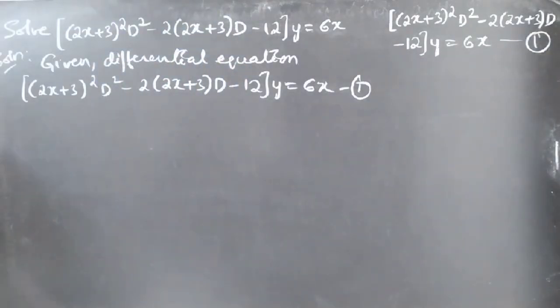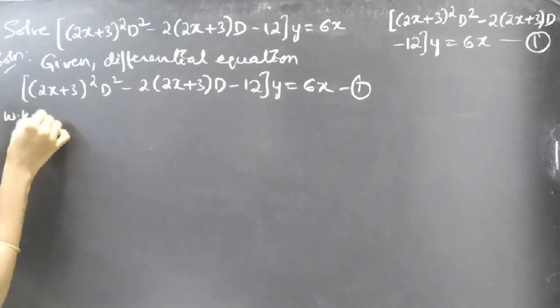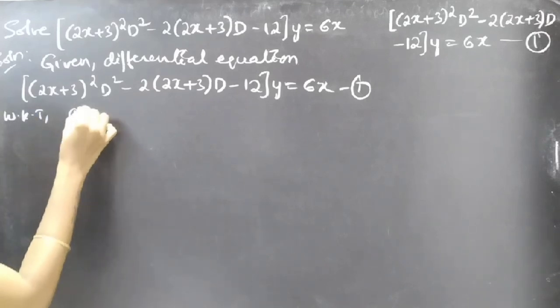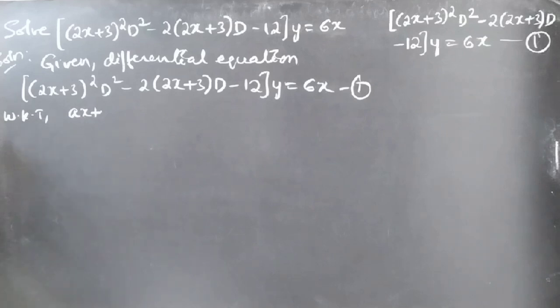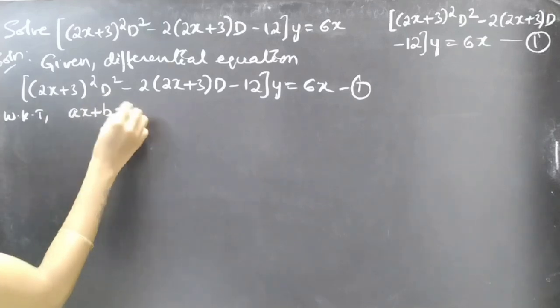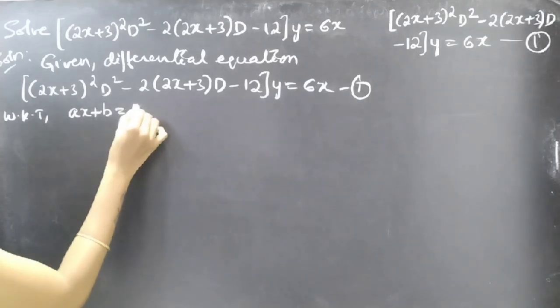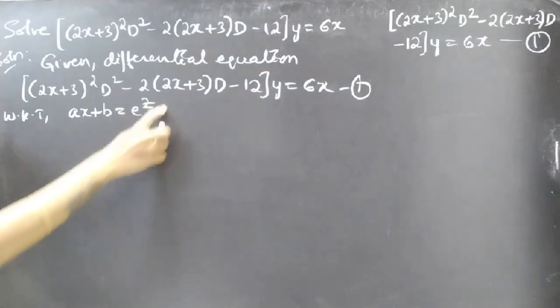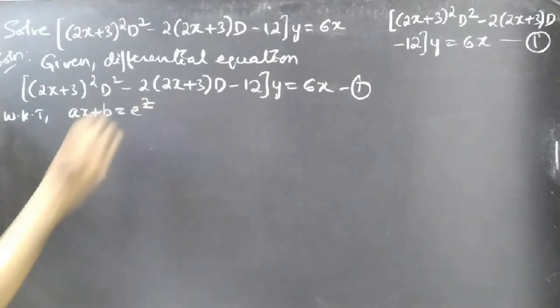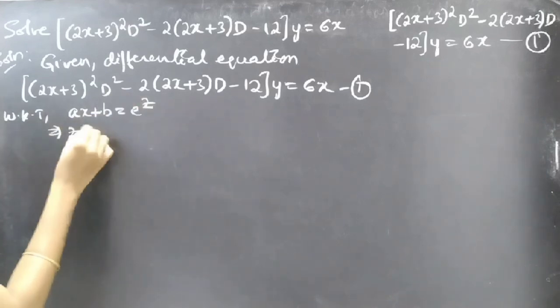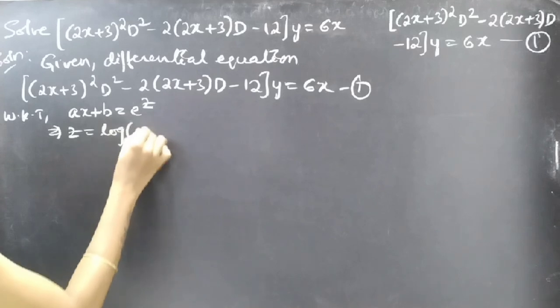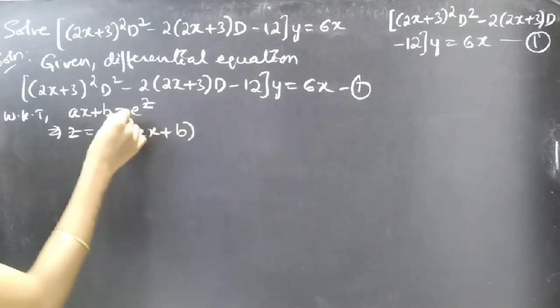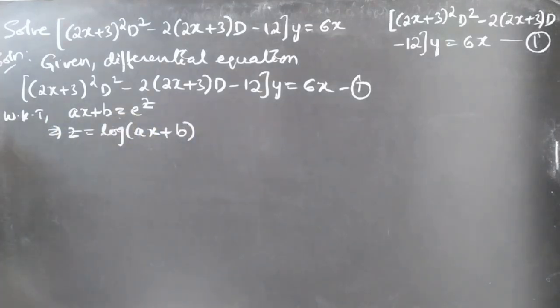Now we'll reduce the Legendre's equation, or equation 1, to a linear differential equation with constant coefficients by making some substitutions. From the procedure to solve Legendre's equation, we substitute ax + b by e^z. Then z = log(ax + b).